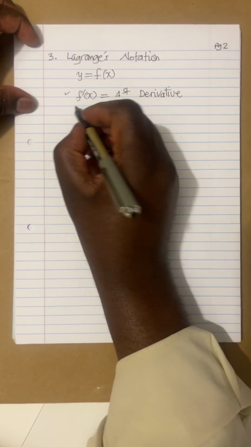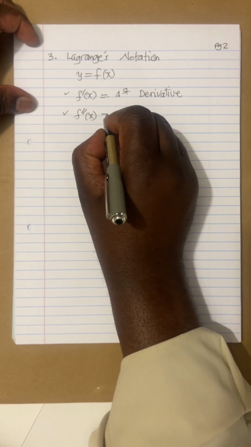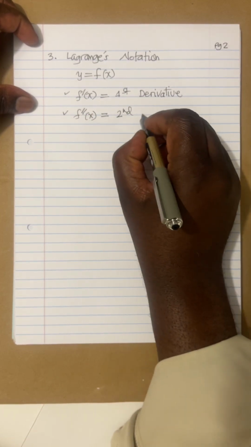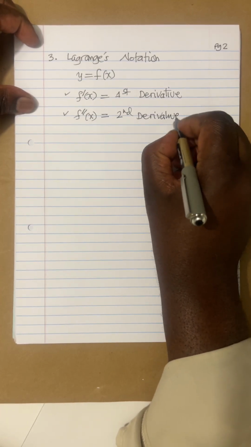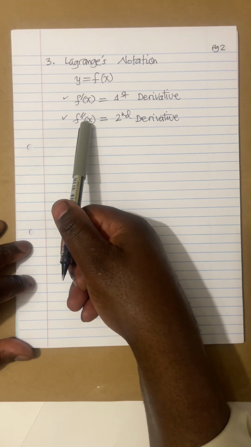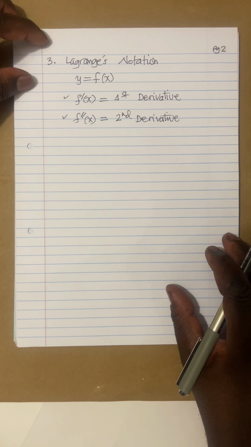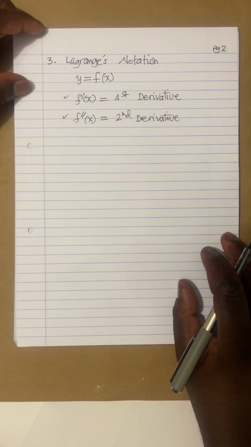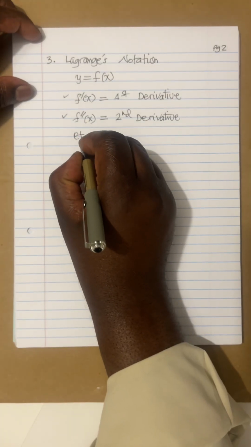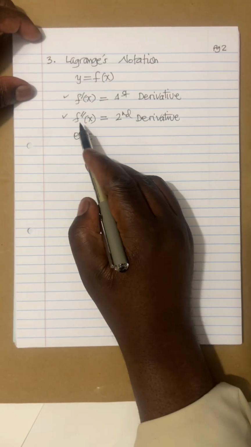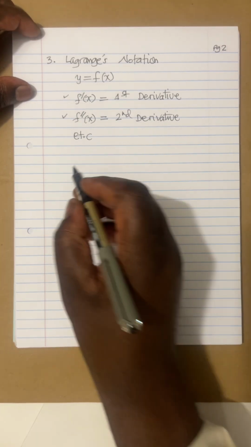And then for the second derivative, it's going to be f prime prime of x. This will be the second derivative. Notice how I'm reading this one here. It's f prime prime of x, f double prime of x, whatever is okay for you. And so of course, etc. You can continue. F triple prime of x, that will be the third derivative, and so on.